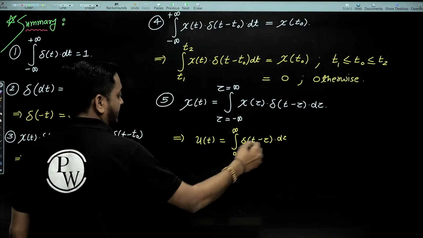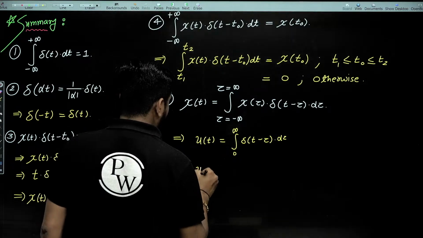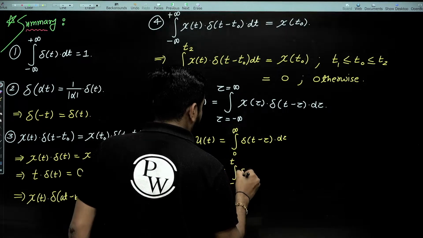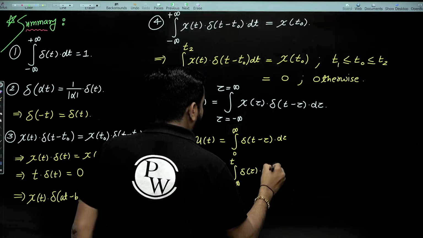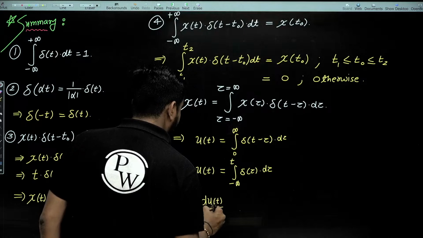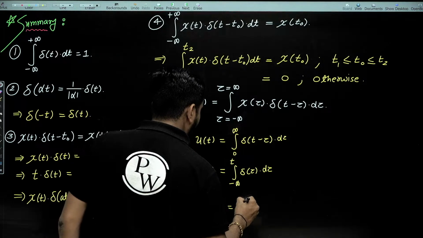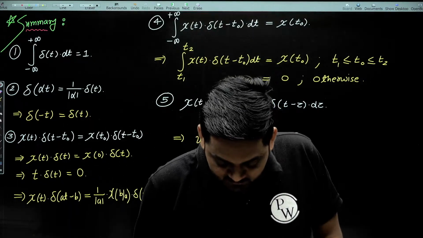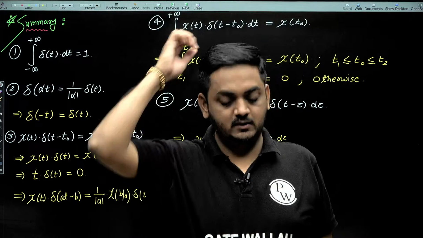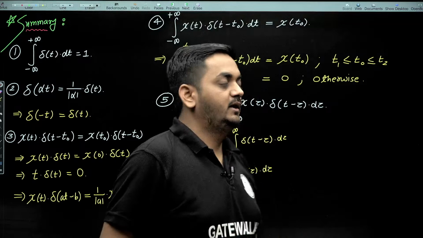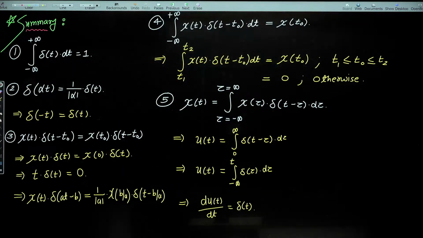Now let t minus tau equal lambda, then you will get the second result: u of t is nothing but the integration from minus infinity to t of delta tau d tau. And third, differentiation of this unit step function is nothing but the unit impulse function. So this is the summary of the properties of the impulse function, guys. Got it? So this is very much important.